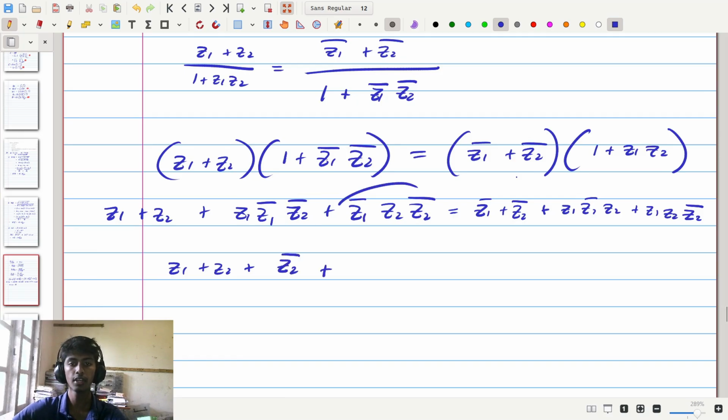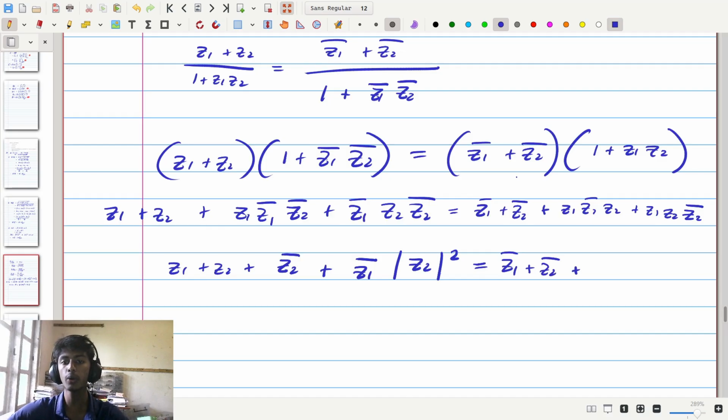And then we have plus this term, which is going to be Z1 conjugate multiplied by Z2 times Z2 conjugate, which is the modulus of Z2 squared. On the right side we have Z1 conjugate plus Z2 conjugate plus Z1 times Z1 conjugate, which is equal to the modulus of Z1 squared, which is equal to 1, times Z2, which is just Z2. Then we have Z1 times Z2 times Z2 conjugate, which is going to be equal to Z1 times the modulus of Z2 squared.